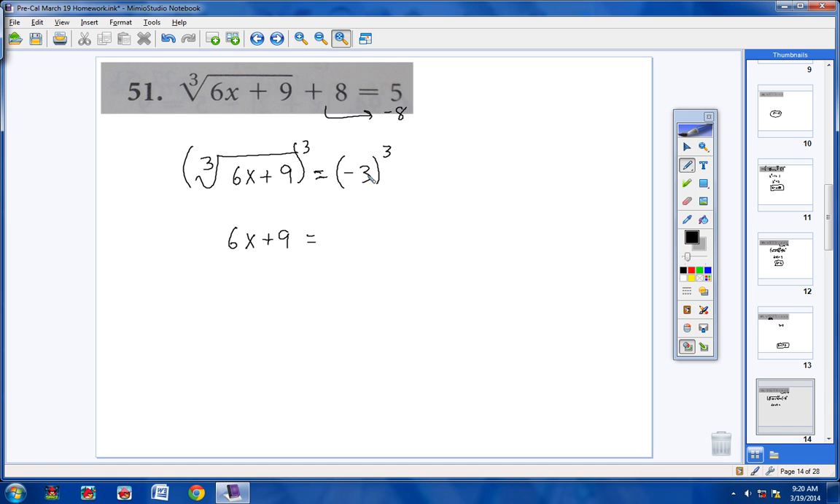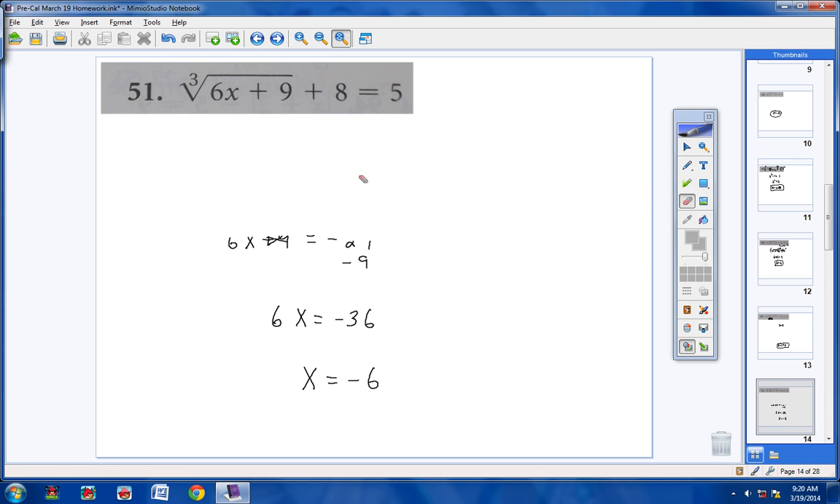Whenever you cube a negative, negative 3 times negative 3 times negative 3 is a negative 27. And now you're all set. You can solve this rather quickly. Bring the 9 over, and when you bring it over, it becomes a negative 9. So we're left with 6x equals negative 36. Now divide both sides by 6, and x equals negative 6. So there's your answer. Okay?